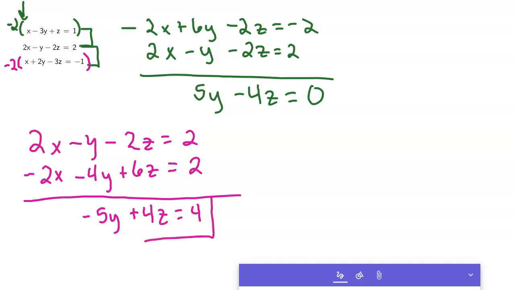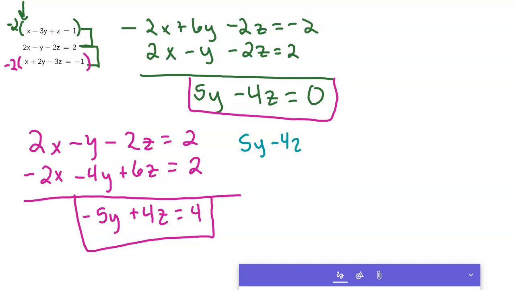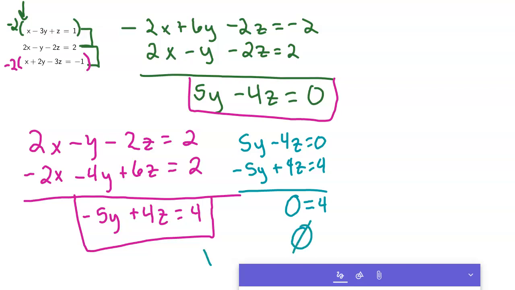We're down to y's and z's. Here's my two equations and two unknowns. So I'm going to stick those together. And so we've got 5y minus 4z equals 0. We've got negative 5y plus 4z equals 4. And we could already add these equations down. And what you'd notice is the y's and the z's cancel. They'd all be 0. So we'd have 0 equals 4. Which in that case, 0 can't be 4. So what we have here is a no solution situation.